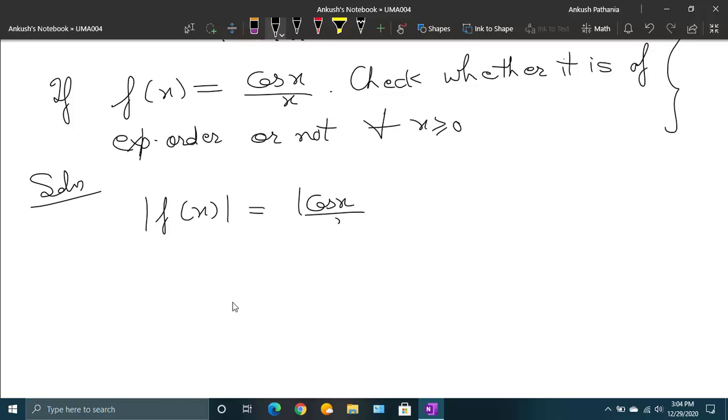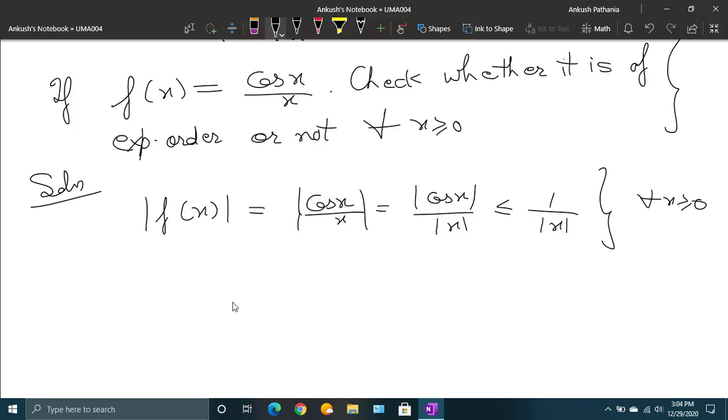So it will be this thing: mod cos x upon mod x is less than or equal to 1 upon mod x, where x is greater than or equal to 0. Clearly you can see from here we are not getting any idea to show that a function is of exponential order or not, because for x belonging to 0 to 1 we can't say anything regarding exponential order.